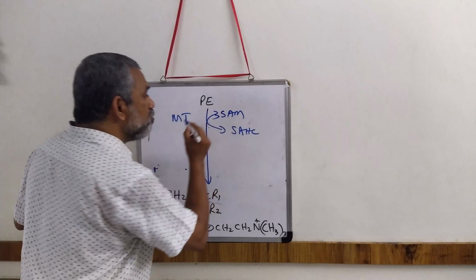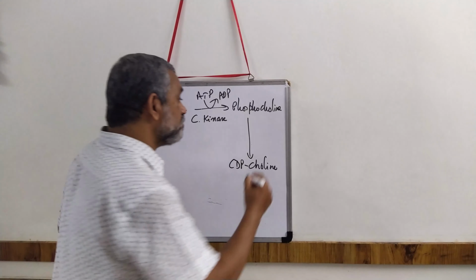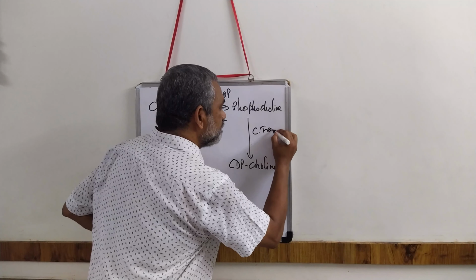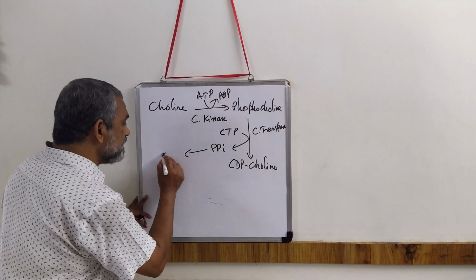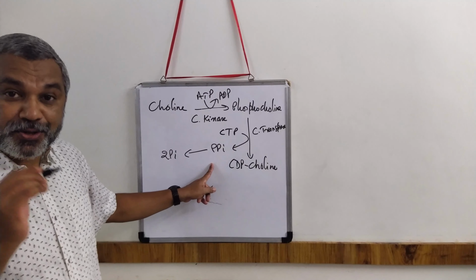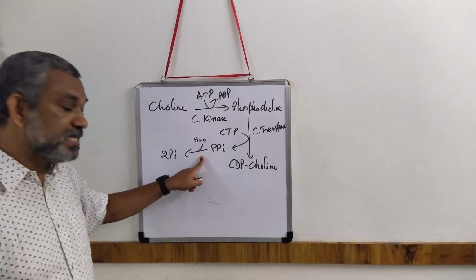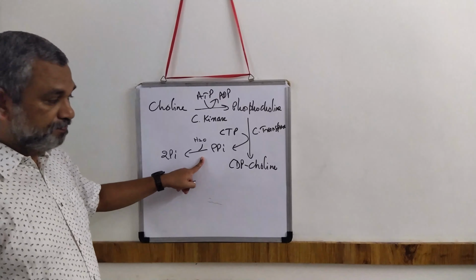Once you have phosphocholine, convert the phosphocholine to CDP choline. The name of the enzyme is choline transferase. CTP is required, and PPi is removed. We have seen that this is converted to 2 Pi with the help of an enzyme known as pyrophosphatase. A molecule of water is required. So pyrophosphatase is the enzyme required here. You need to write that.